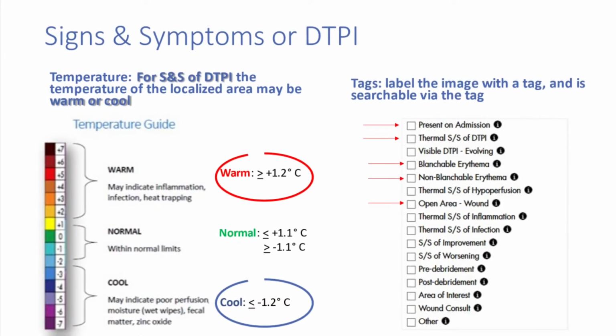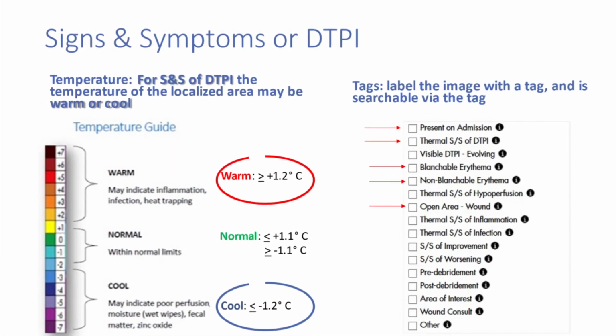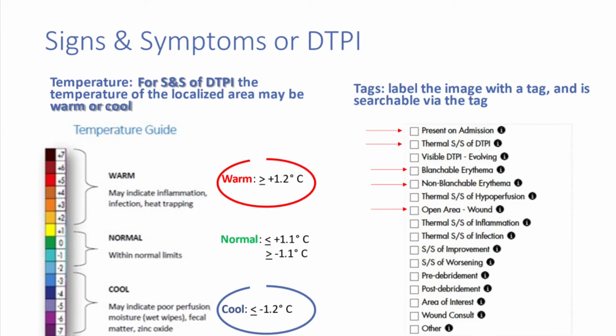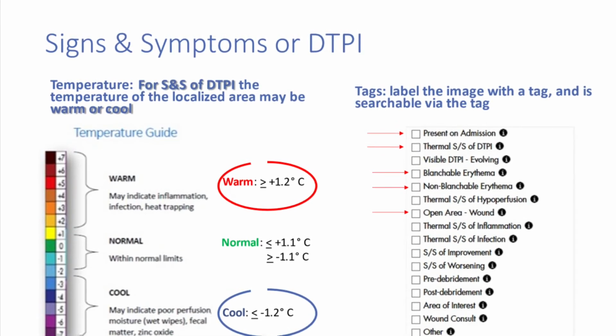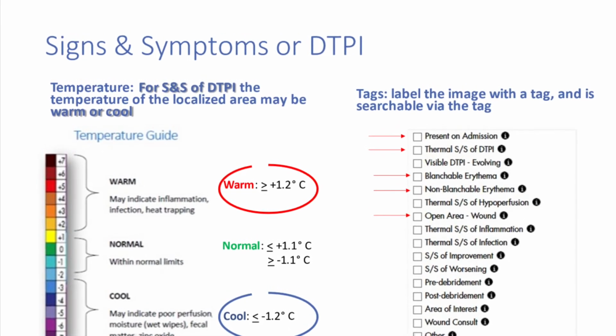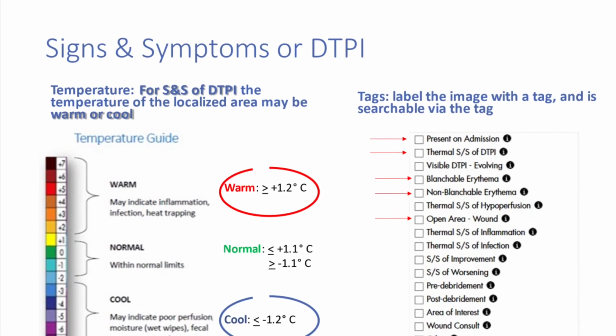All right people, we are almost done. This last image shows signs and symptoms of a deep tissue pressure injury. On the left shows what the colors mean, and then on the right is just an example of what the tags are that we just went over. I hope you enjoyed. Thank you.